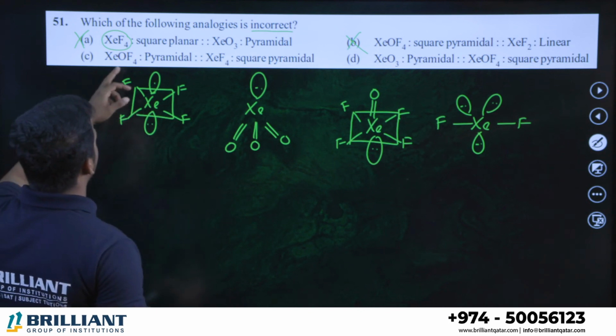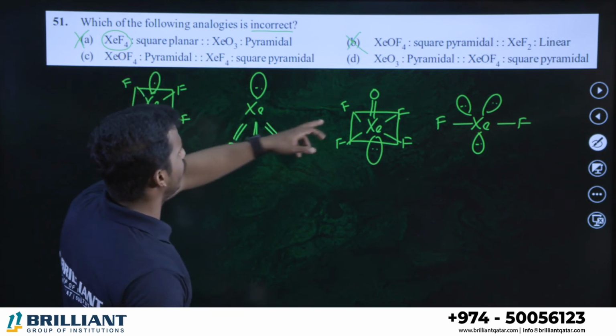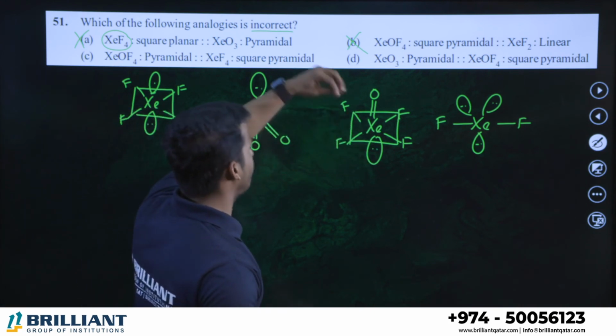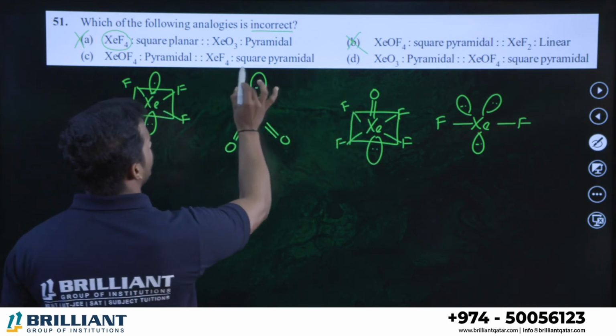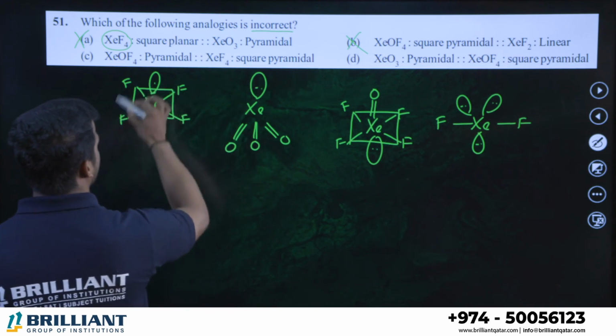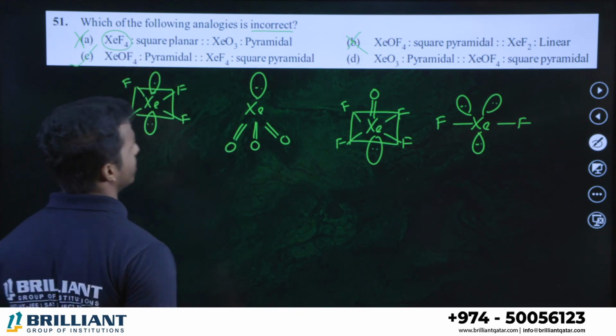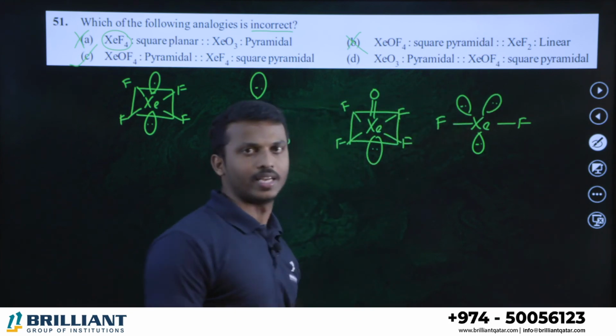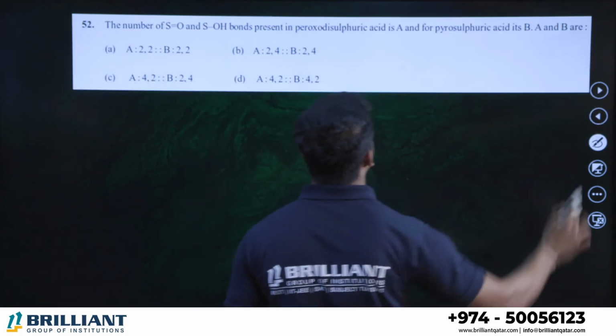Option C, XeOF4, we already said XeOF4, is it pyramidal? No, it is actually square pyramidal. And XeF4 is square pyramidal? No, XeF4 is square planar. Option C is the wrong one. XeO3 pyramidal, XeOF4 square pyramidal. That's again correct. Next one.